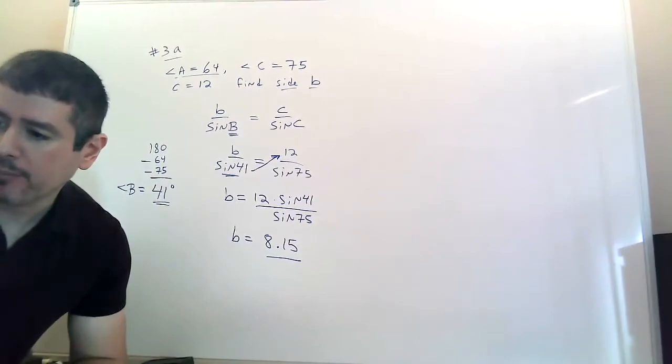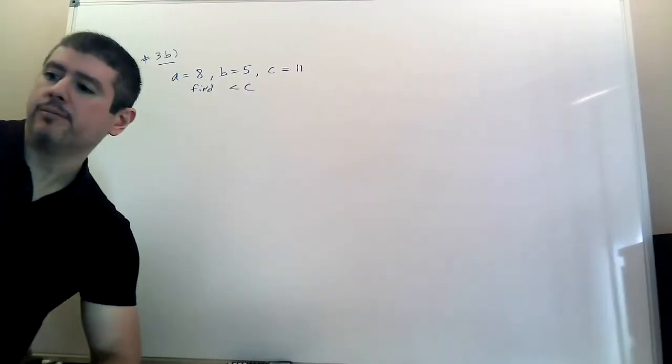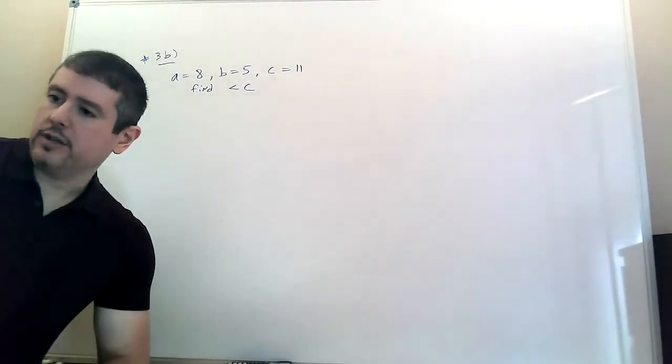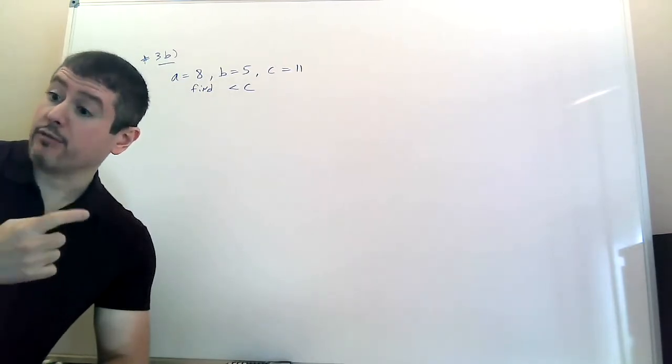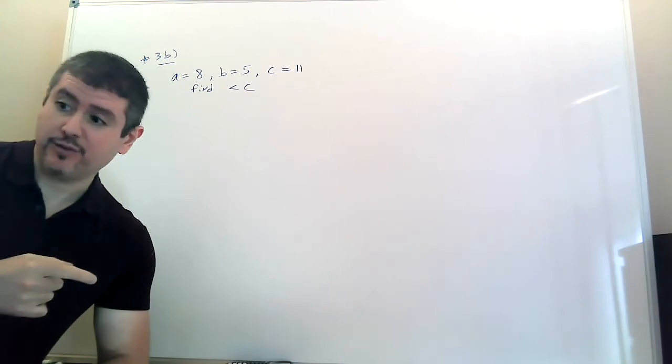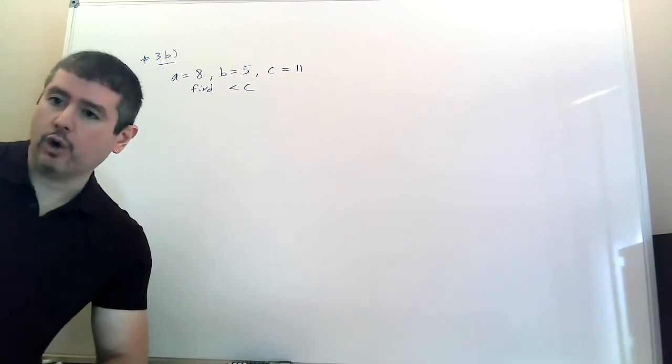All right, I'm going to do the next one. Okay, 3B. Another non-right triangle. So no hypotenuse, no nothing. You have 3 sides, and I'm asking you for an angle, so that's got to be the law of cosines.